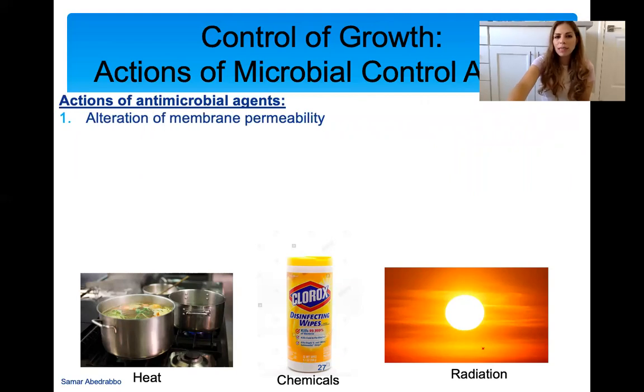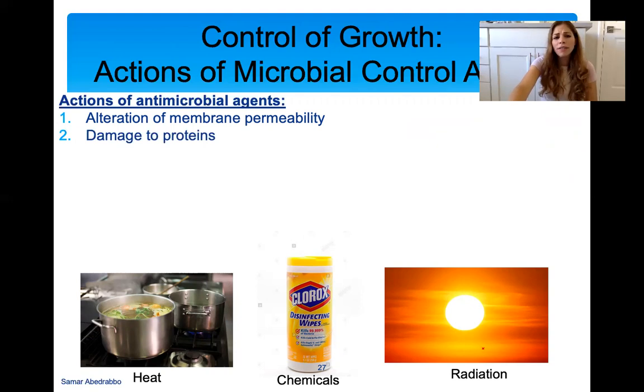So a lot of times antimicrobial agents, whether they're physical such as heat, chemical, or also physical such as radiation, they'll alter membrane permeability. So if you change the permeability of bacteria or viruses, bacteria and viruses may not be able to grow or may die. So that's a good thing if you're trying to target something that is potentially pathogenic.